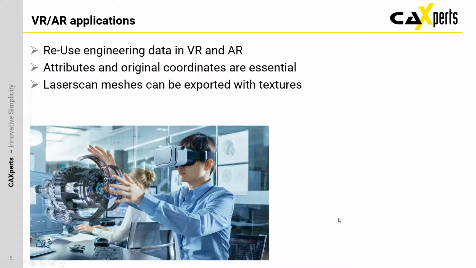And what is essential for this use case? Obviously, it's the attributes and the original coordinates of the objects. Especially if you use augmented reality, like with a HoloLens, and you want to go out into the field and want to see the pump in the exact right location, then obviously you need the original coordinates.